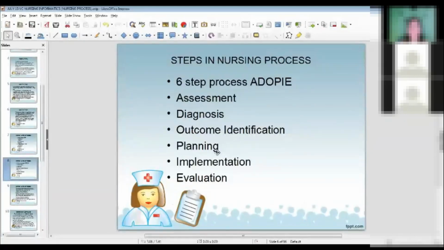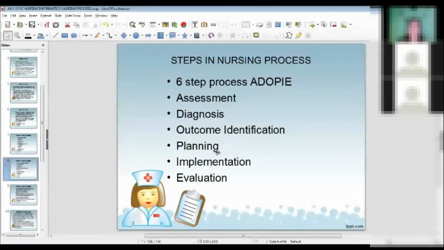Time-bounded or time frame. So at the end of, for example, 30 minutes of rendering nursing interventions, the pain level of our patient will now be from 8 to 5. So yung time frame mo doon in doing your intervention is within 30 minutes. So that's how we do planning. So we follow the SMART approach in planning. Again, S stands for specific, M, measurable, A is attainable, R, realistic, and T is time-bounded.